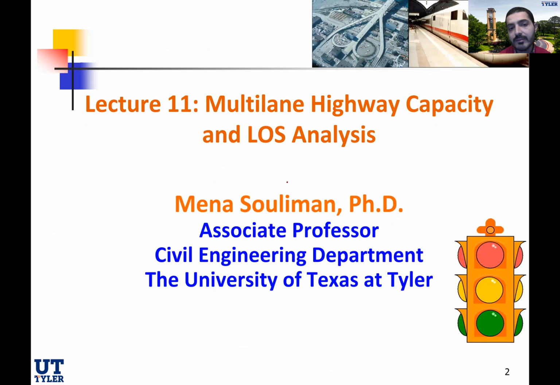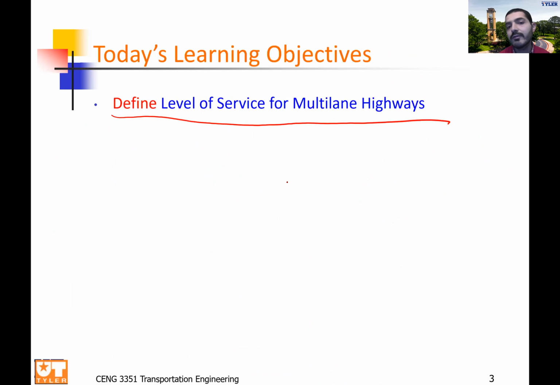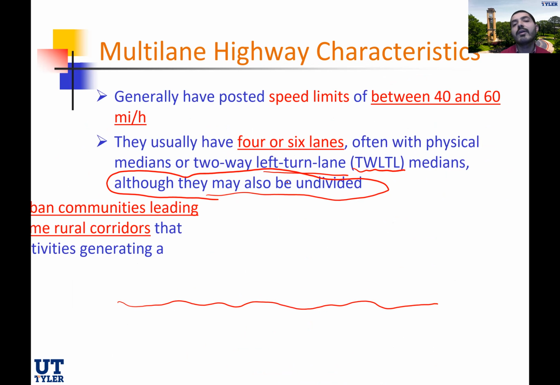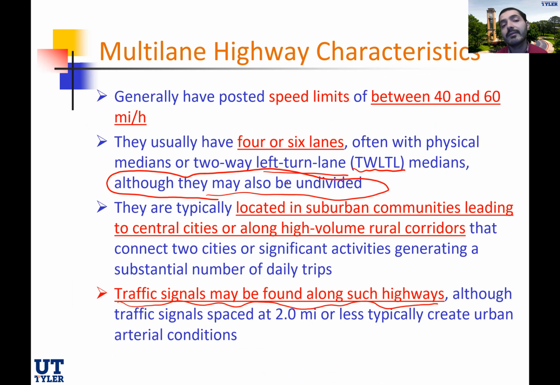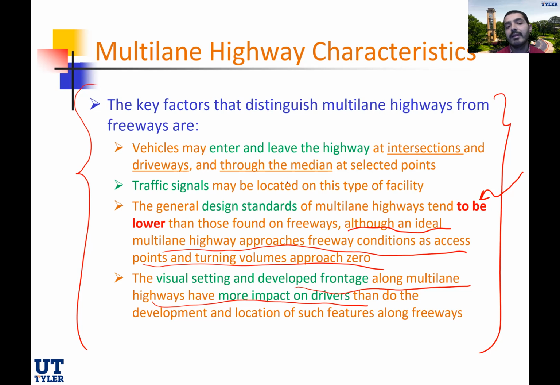So again, a quick summary here. We defined the level of service for multi-lane highways, and how to define a multi-lane highway. The speed is lower. We may or may not have medians. We may have traffic signals, and overall the specification for a multi-lane highway is a little bit less than freeways.